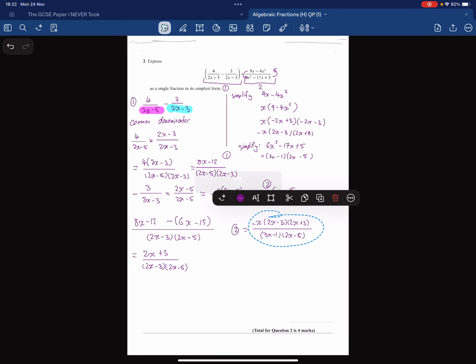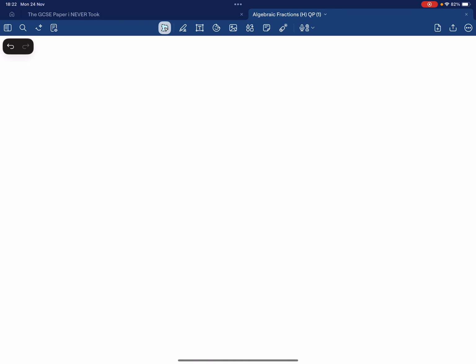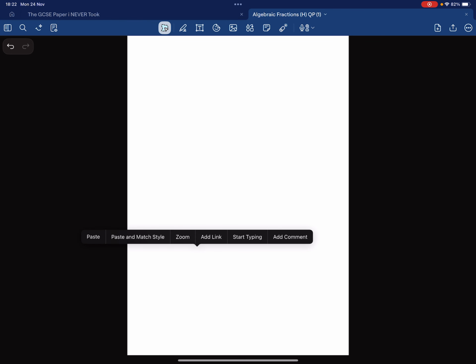How do I do copy? Yep. It won't let me paste now. Oh, there we are.